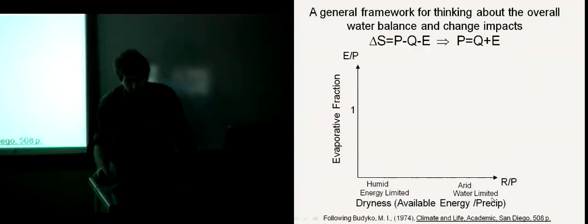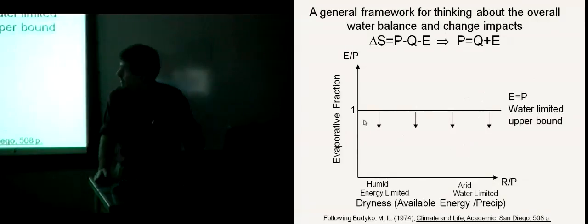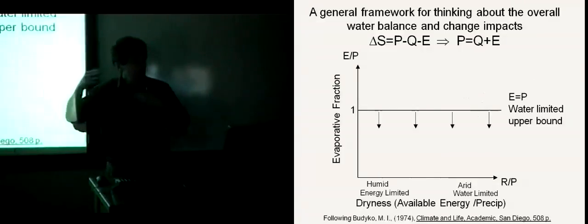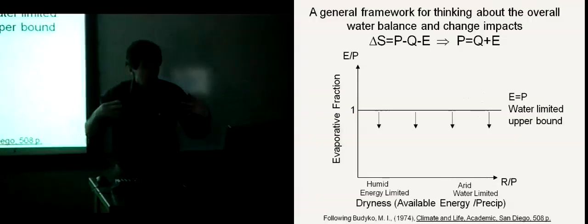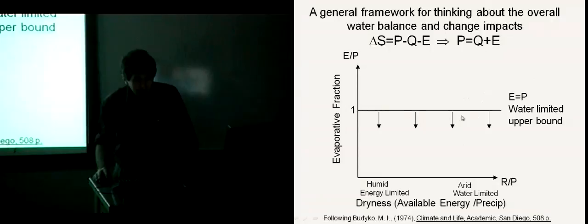And this is following the ideas of Budyko, who wrote about this in his Climate and Life book. Well, there's an upper limit on evaporation. You can't have more water evaporate than is available. So how much water there is gives you a limit on evaporation. So that's the water limited upper bound.